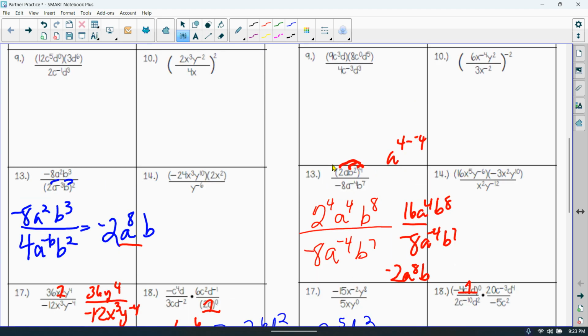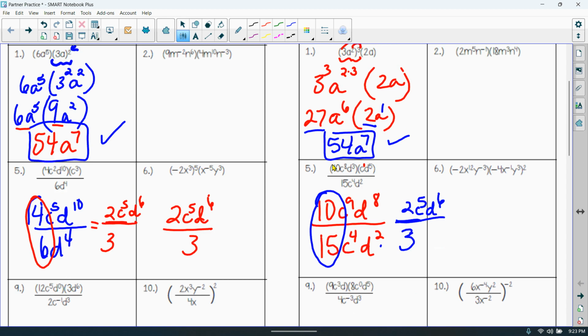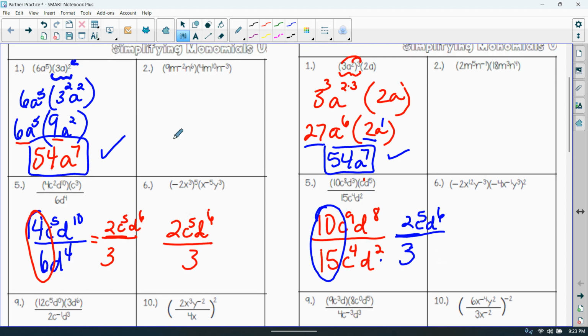So get with someone near you, work out your problems. I'm going to check your actual practice when you turn this in. I believe it says on your check off to turn it in. Let me double check. No, that's not your class. This is your class. Sorry about that. I'm just double checking. And then you're going to turn this into the tray.